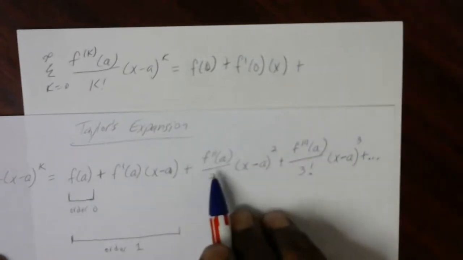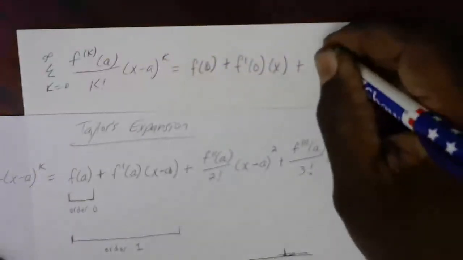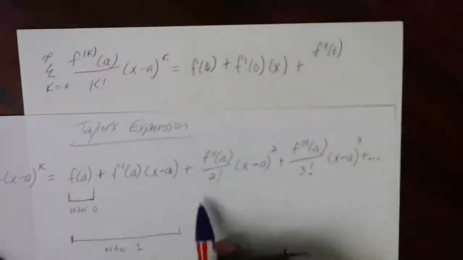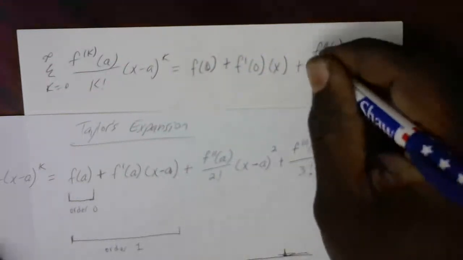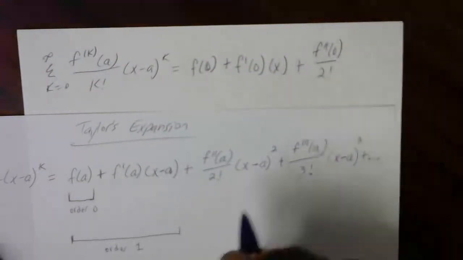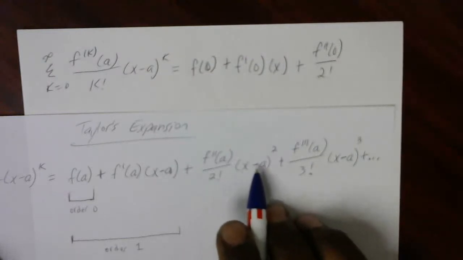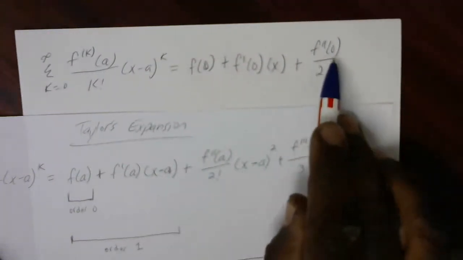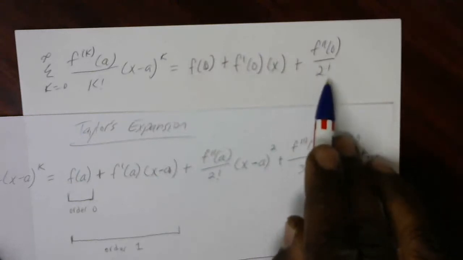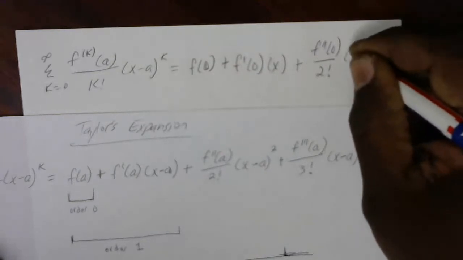plus f double prime of 0, because we're substituting a for 0, divided by 2 factorial, right, because that's a part of my formula, times x minus a quantity squared. Well, if a is 0, this is simply going to be f double prime of 0 divided by 2 factorial times x squared.